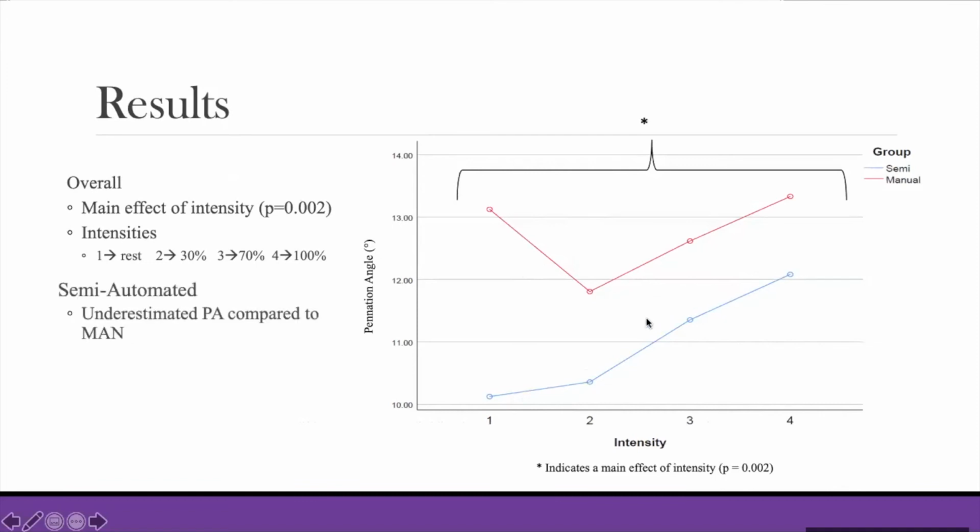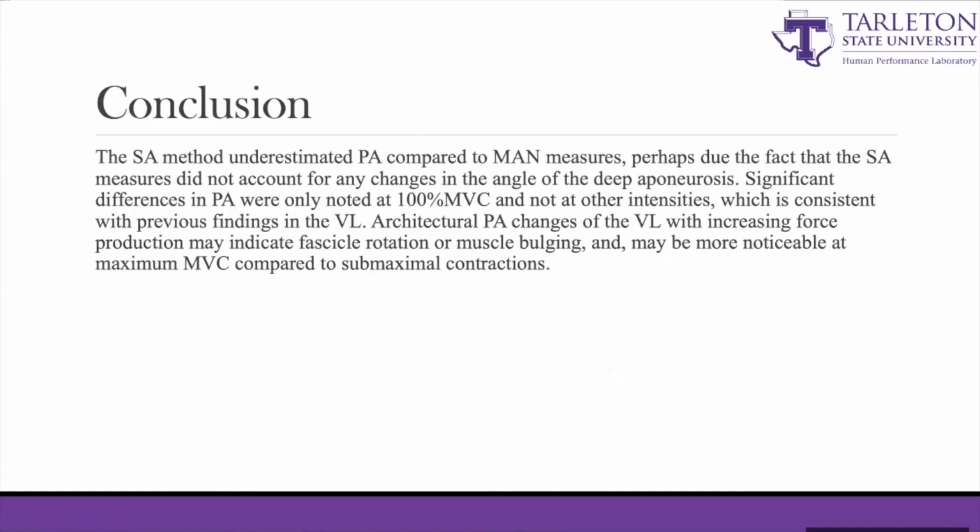For the semi-automated, which is here in blue, we can see that the pronation angle was a little underestimated, at least compared to the manual. And then for our manual, our resting pronation angle differed due to our angular changes, which is why we can see that this resting pronation angle for our manual is a little different than all of the other data points.